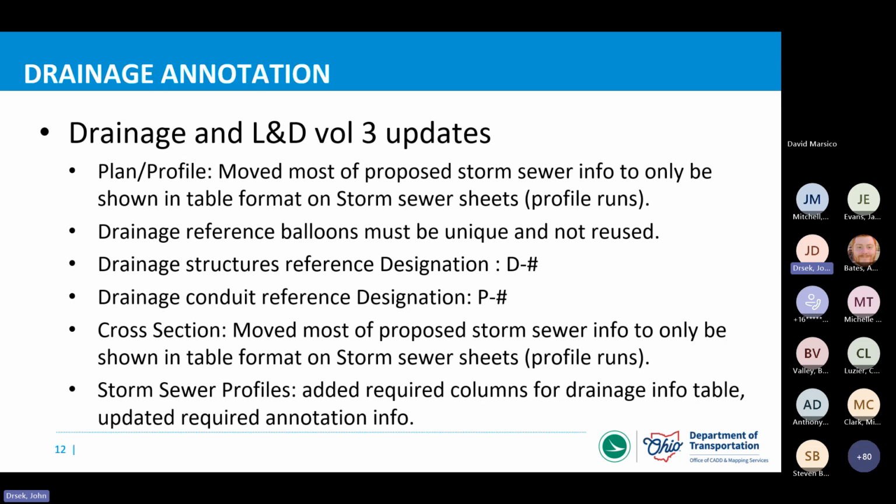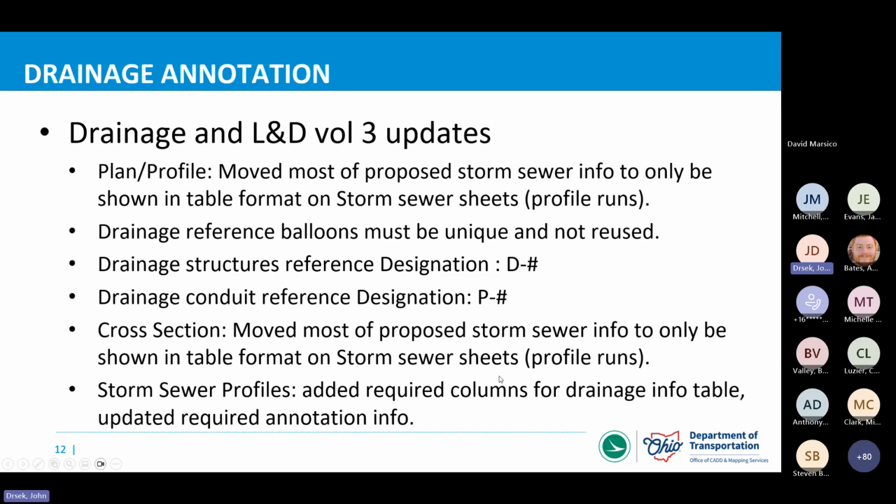But we did update the LND if you guys didn't see that. So the goal here is to try to move that proposed storm sewer information to one sheet, the profile run sheet, drainage detail sheets, if you will. Move that more to a table-based approach to hopefully minimize all the annotation that's going on in all the different views. We also updated it to make sure the reference balloons are unique and are used across your project for drainage features. We want the designation for structures to be D- and for conduit to be P-.